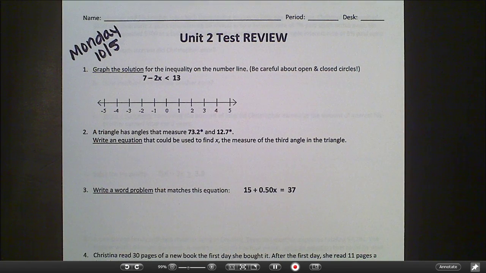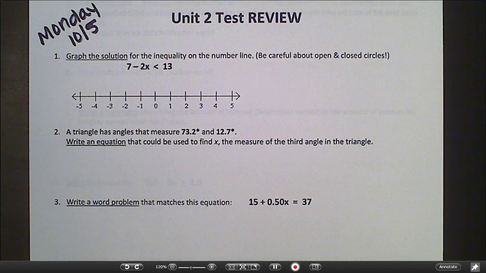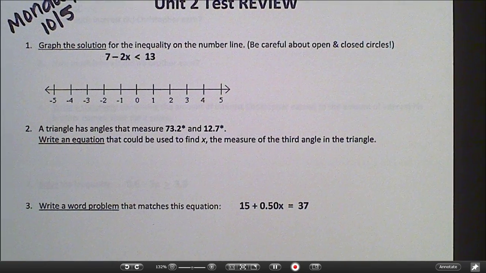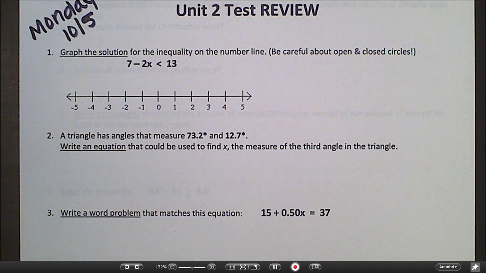Unit 2 test review. I'm going to work through each one of these with you. Make sure that on your paper you're working out the same problem and showing all of the steps. Your test tomorrow will be very similar to this review.